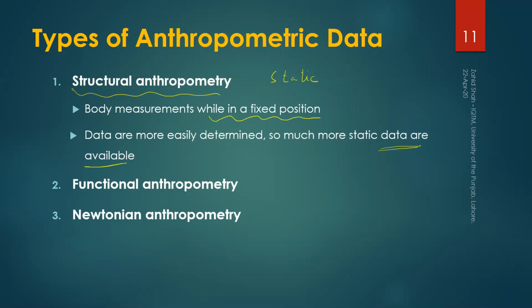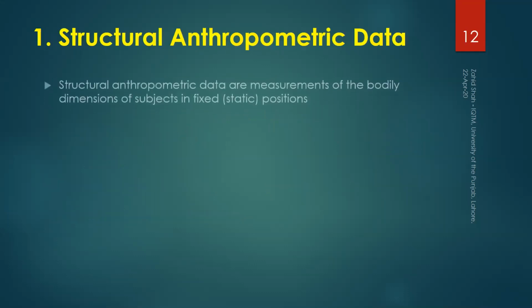The second type of anthropometric data is functional. So this data relates to actually the range of movement of different body parts. And Newtonian data is related to strength and the strength of the population, the force that the people in a certain population can apply. And so here we do need some experiments actually to collect this type of data. So first we will see structural anthropometric data.